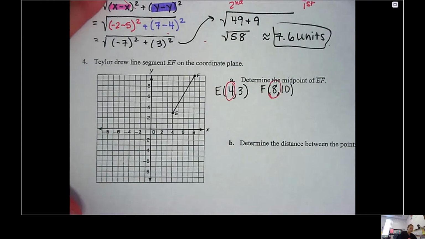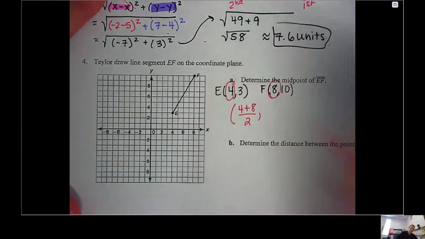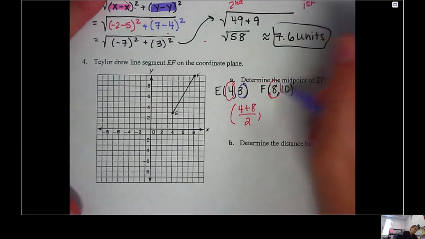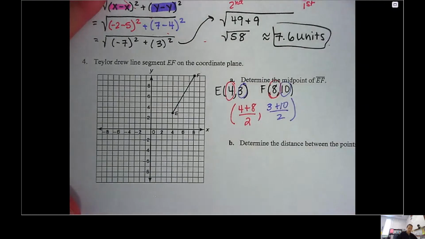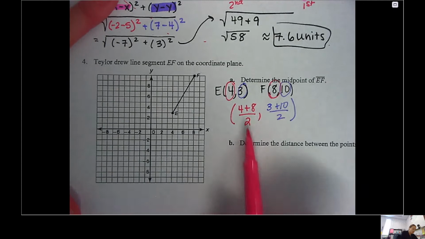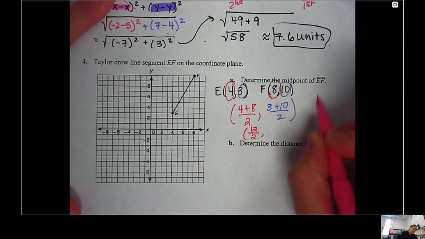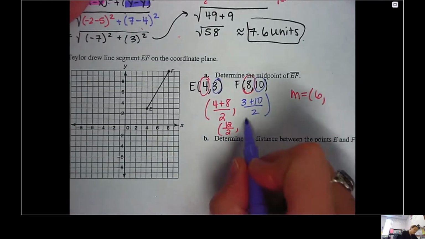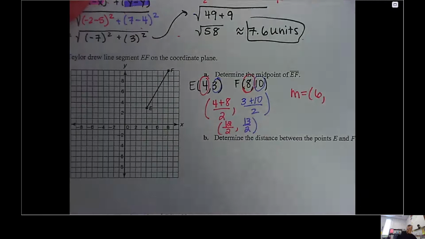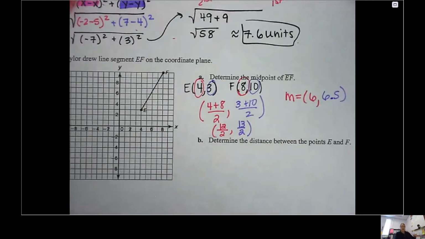Okay, midpoint is I just take my x values, add them together, divide by 2. Take my y values, add them together, divide by 2. So I've got 4 plus 8, and then I'll divide that by 2. That's my x values. I'll do the same thing for my y values. 3 plus 10 divided by 2. Okay, so 8, 9, that's 12 divided by 2. And 12 divided by 2 gives me 6. And then 3 plus 10 is 13. 13 divided by 2 is a decimal. It is 6.5.